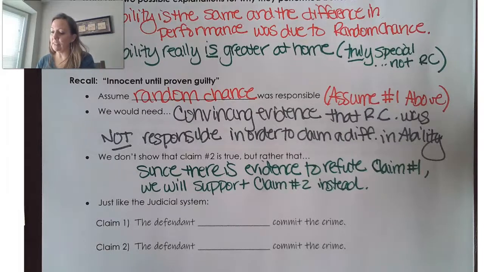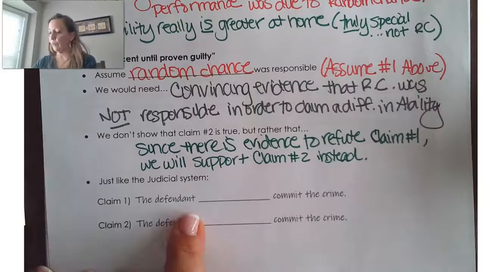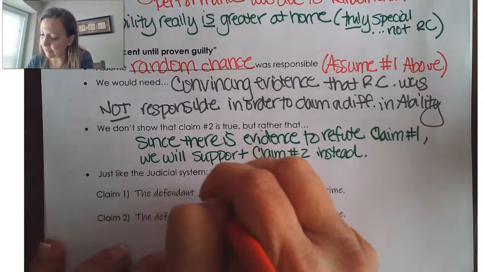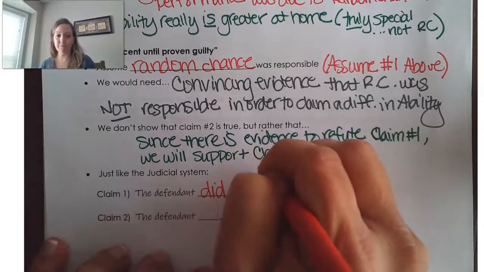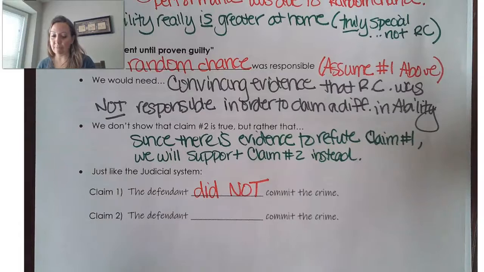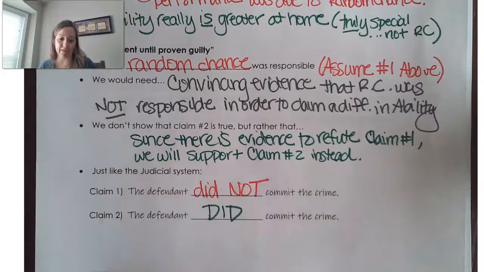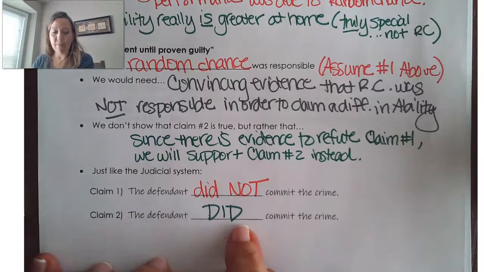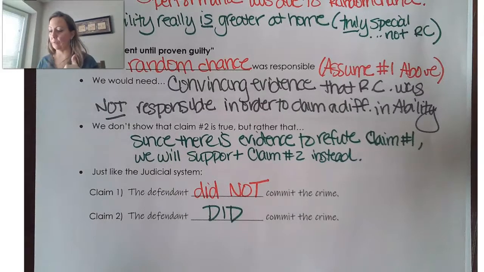Okay, so just like the judicial system, claim number one is saying that the defendant did not commit the crime. And claim number two is saying that the defendant did commit the crime. In a courtroom, evidence might not prove that the person is guilty, but rather shows that they're not innocent. And so that's kind of what we're doing here with our hypotheses.